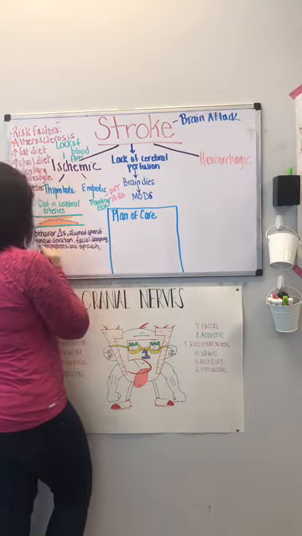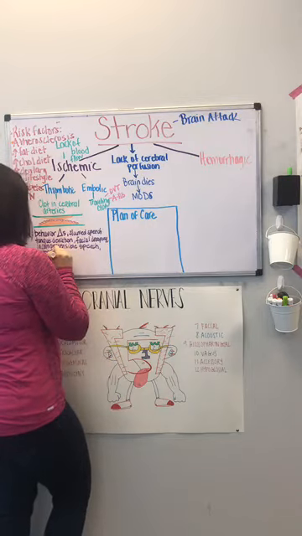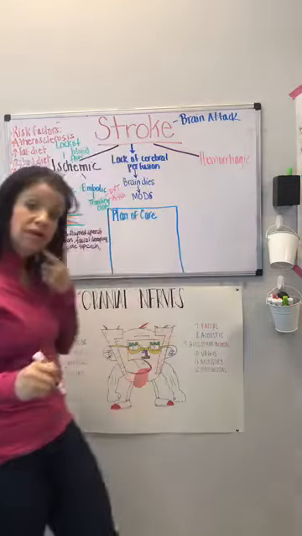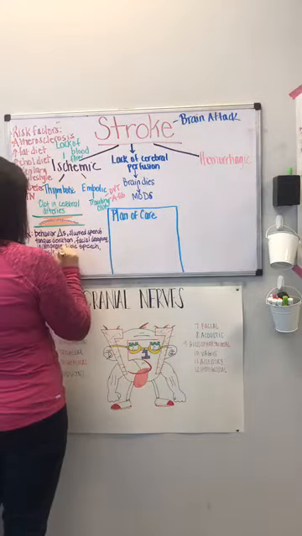What else do you guys know? What are you going to see? You may see some ptosis on one affected side. So ptosis is where their eye kind of droops on this side. We may have some drooling because they're not going to be able to control the muscles on that side.